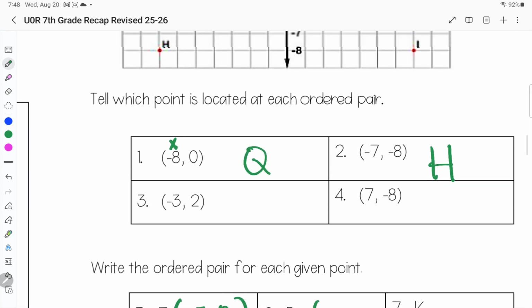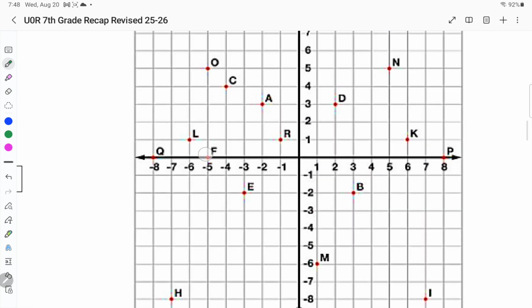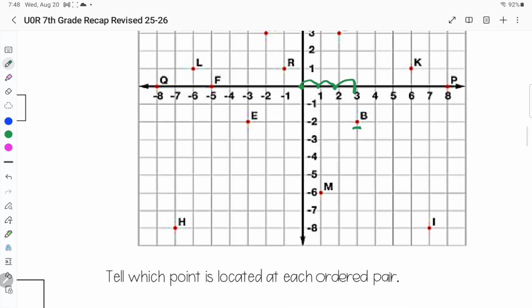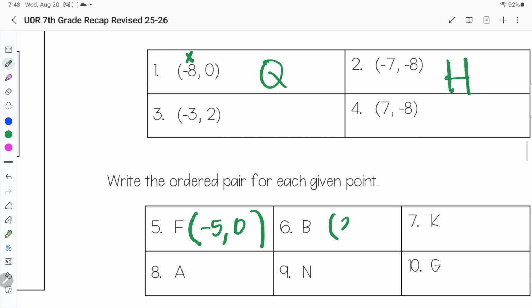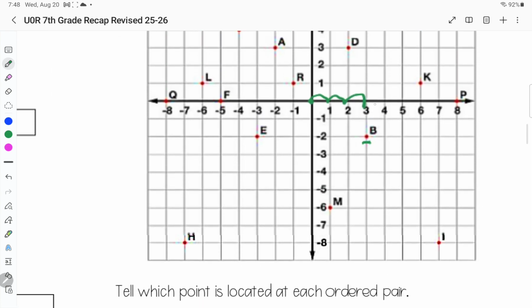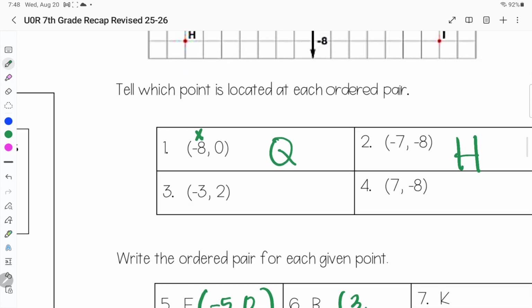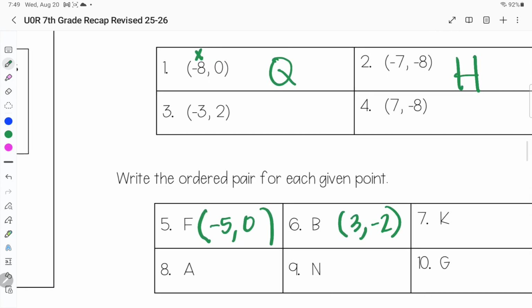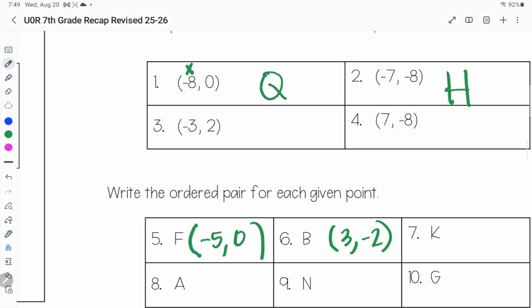All right, let's do B. Again, we start from 0, 0. Where is B? B is right here. So I start at 0, 0, and I would need to go 1, 2, 3 to the right. So that means that my X value is a positive 3. And then after I moved 3 to the right, I went down 1, 2. So I went down 2. I'll do K with you, and then I want you to do 8, 9, and 10 on your own.